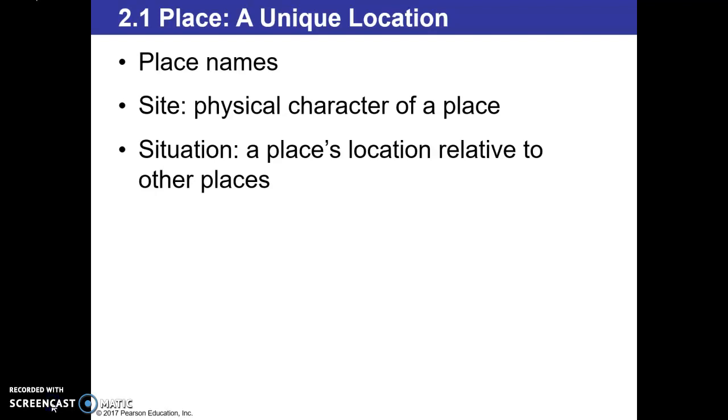The last way to identify place is through situation. Remember, there are two ways to identify location of a place: absolute location and relative location. Absolute location looks at degree points using lines of latitude and longitude to find an exact place in which a place exists on Earth's surface. You can also use street addresses.